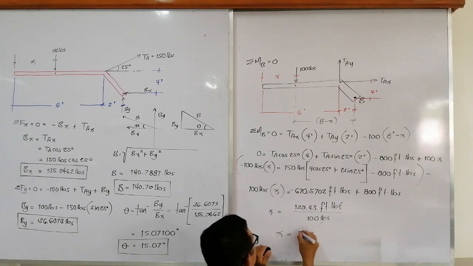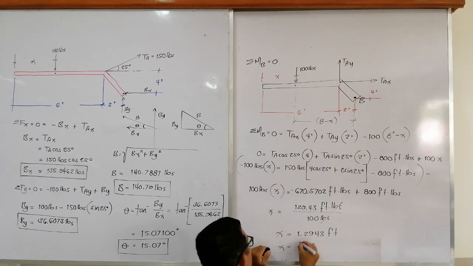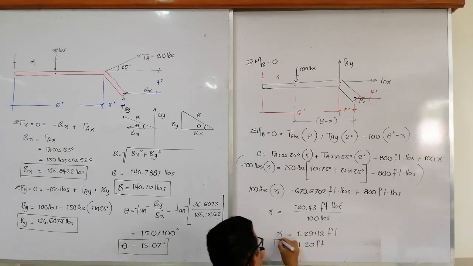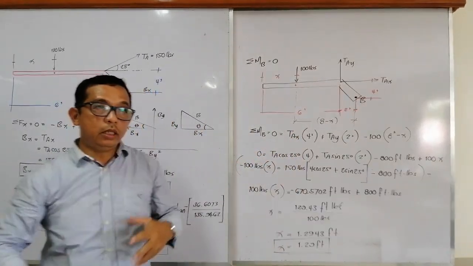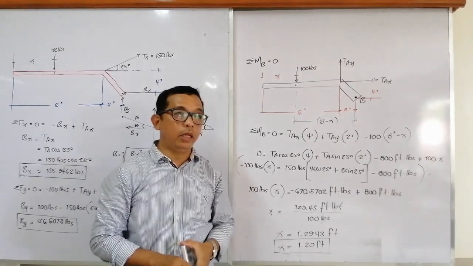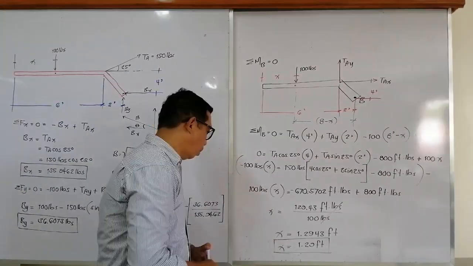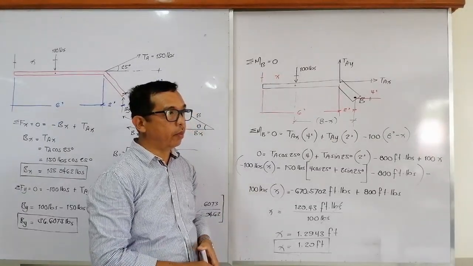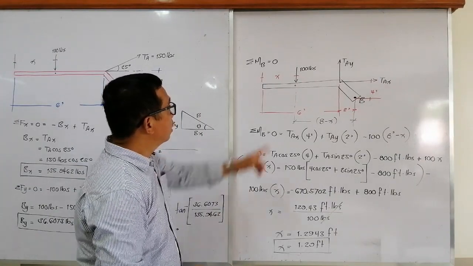Therefore, our x will have to be 1.2943 feet, or 1.29 feet. So that is where the center of gravity of the cantilever beam is located: 1.29 feet from the far end, towards the right, of course. Okay, so this is it.